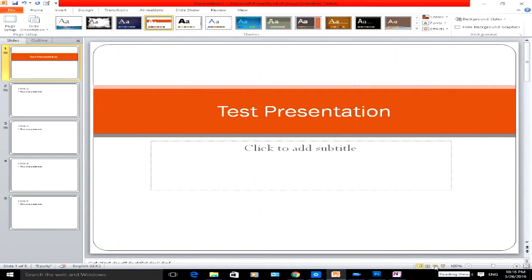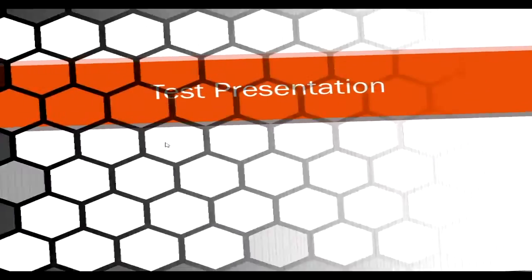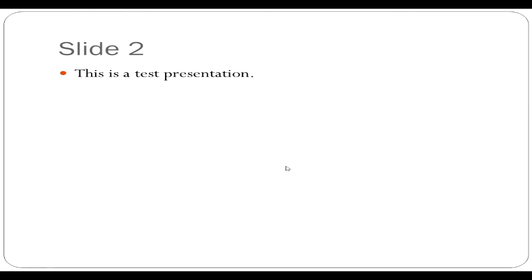Bottom right hand corner, you've got four different modes. You've got normal mode, slide sorter mode, reading view, and slideshow. The one we need is slideshow. So I click on that one, bottom right hand corner, with the left click. There we go, we're into our slideshow presentation.